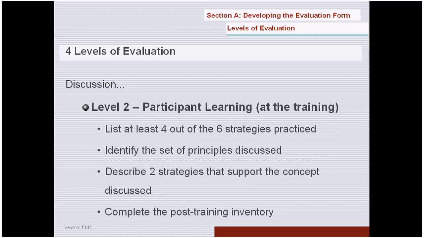Okay. All right, so level 2 is participant learning. At this level, you are asking the participants to recall some of the things they learned about. Again, it's right at the end of the training session. This isn't done back in the training site or in the home work site. This is done right at the end of training. What do you remember me saying at our face-to-face session regarding participant learning and training? Does anybody recall what I said about that?